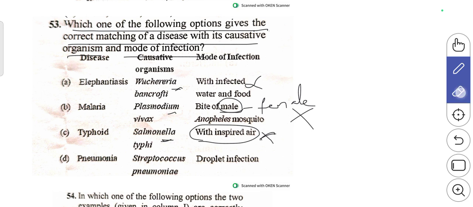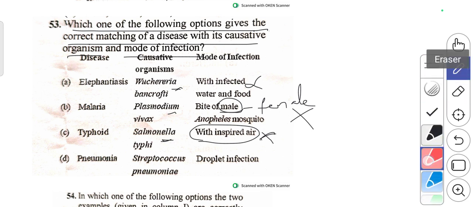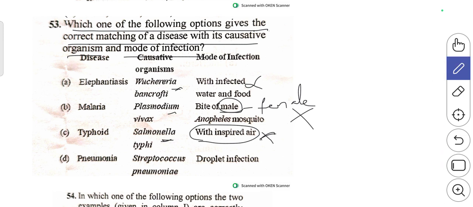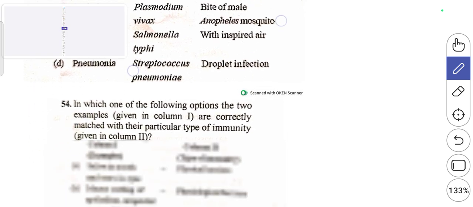The fourth one, pneumonia, Streptococcus pneumoniae, then droplet infection. This is true. So D is the right answer for this question. Next question.